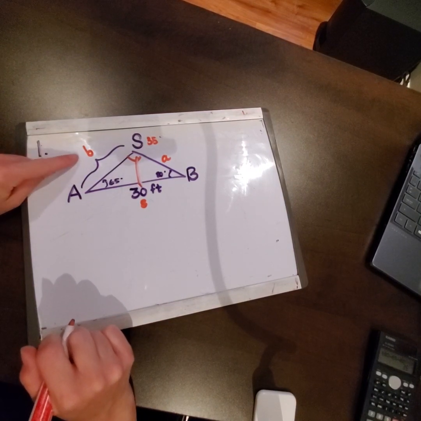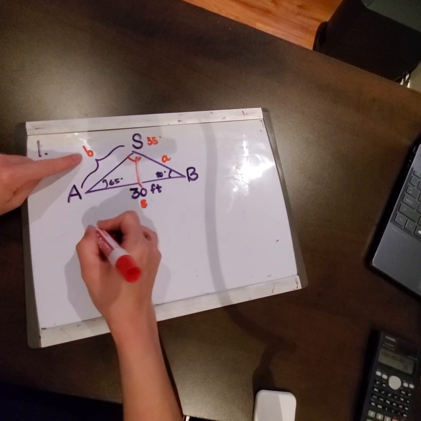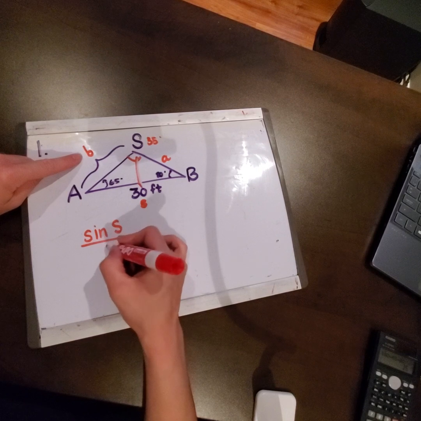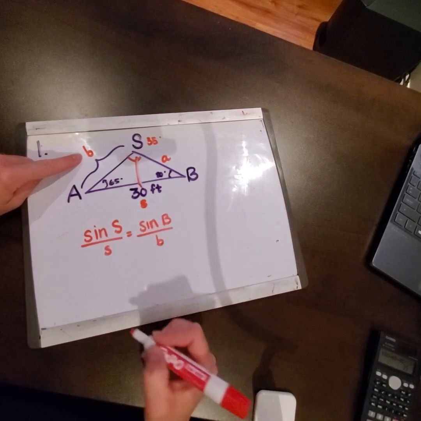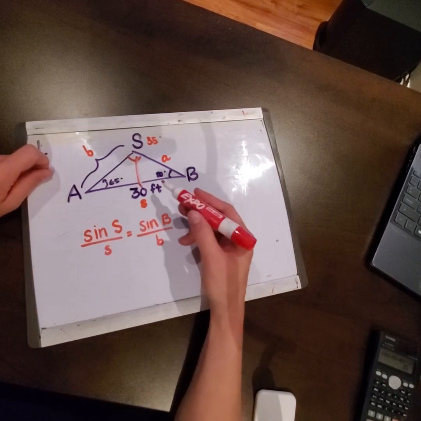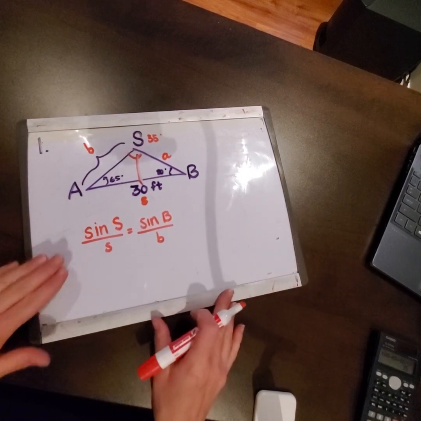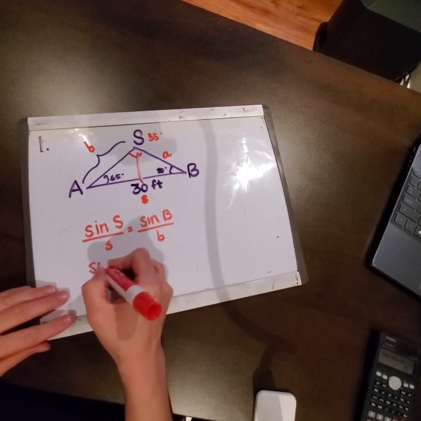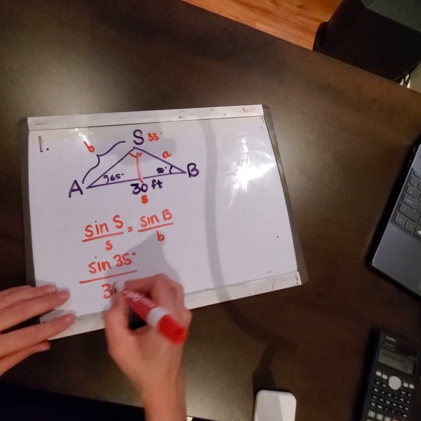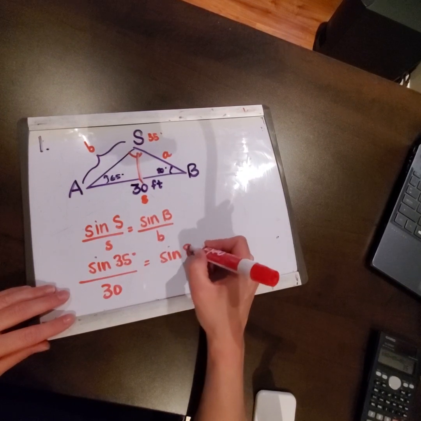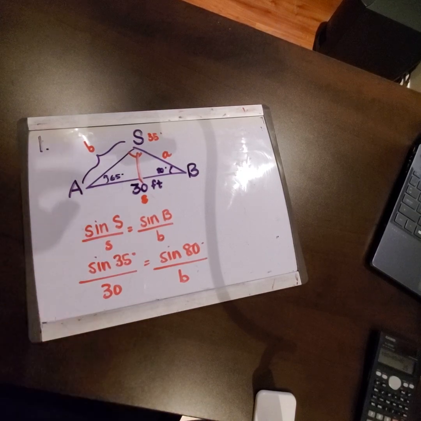I'm being asked to solve for little b, okay? So I am going to say that the sine of big S over little s is equal to the sine of big B over little b. I could go on to say equals the sine of big A over little a, but I don't need little a. This is what I was asked to solve for in the question. Now that I have that written down, let's go ahead and fill it in. The sine of big S, which is 35 degrees, over little s, which is 30, is equal to the sine of big B, which is 80 degrees, over little b, which is my unknown, okay?